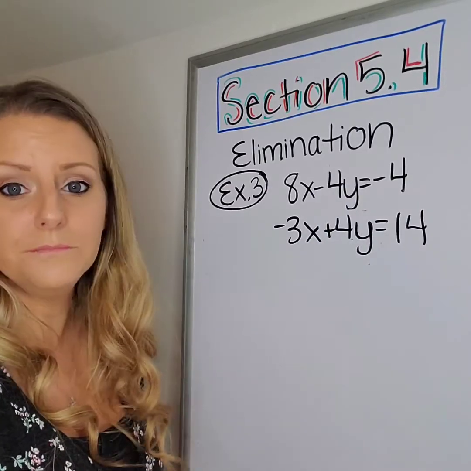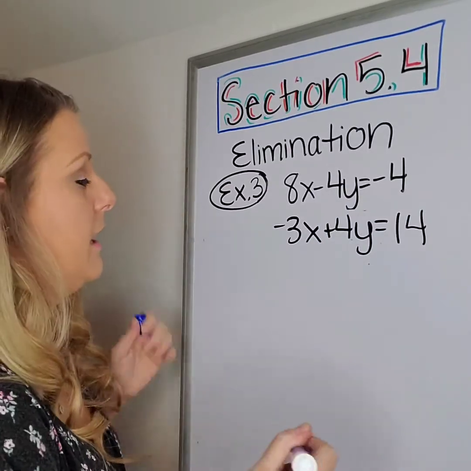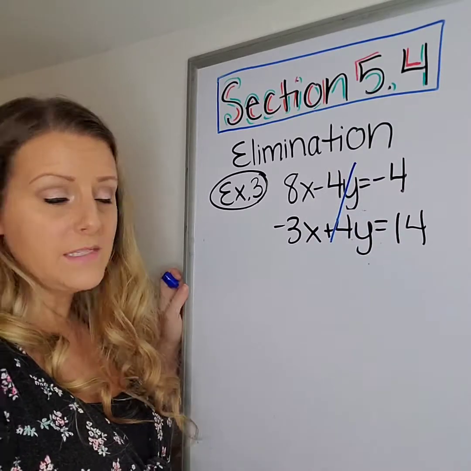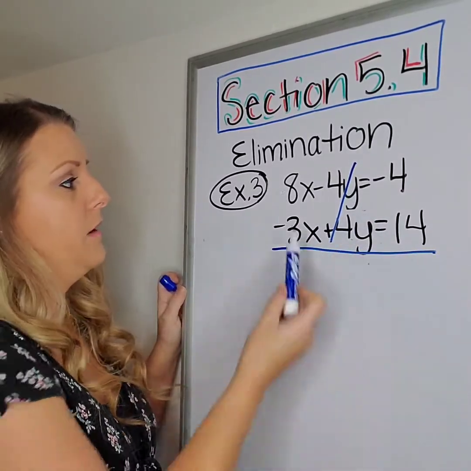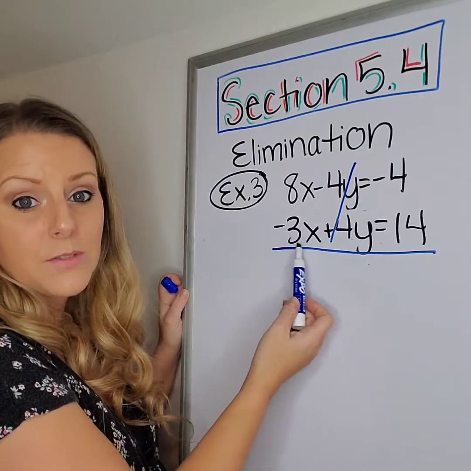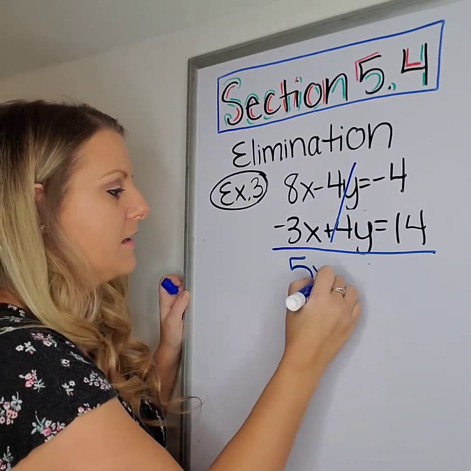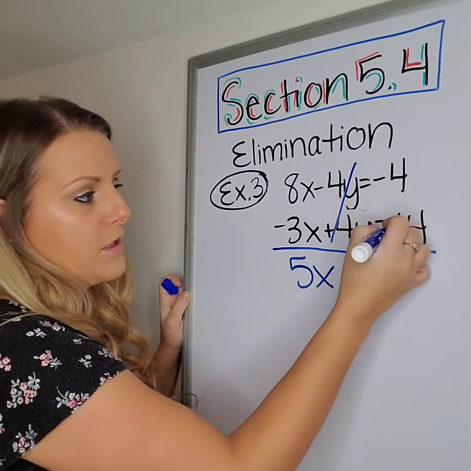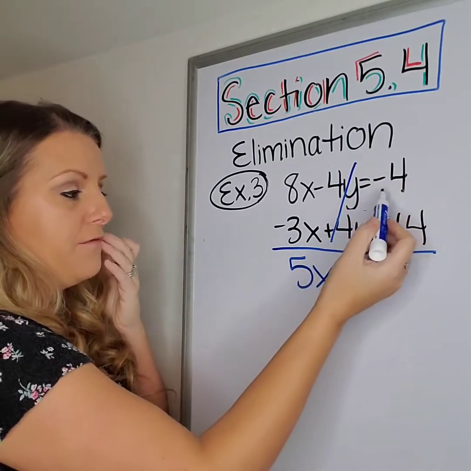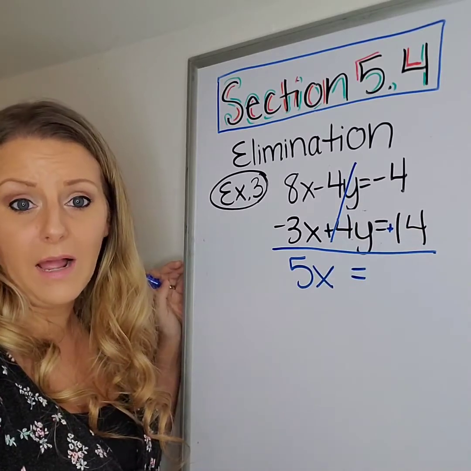Do those eliminate? Yeah, a negative and a positive eliminate. So eliminate the y's and just deal with the x's now. It makes your problem a lot easier. 8x minus 3x is 5x equals negative 4, and that's a plus 14, or a positive 14.